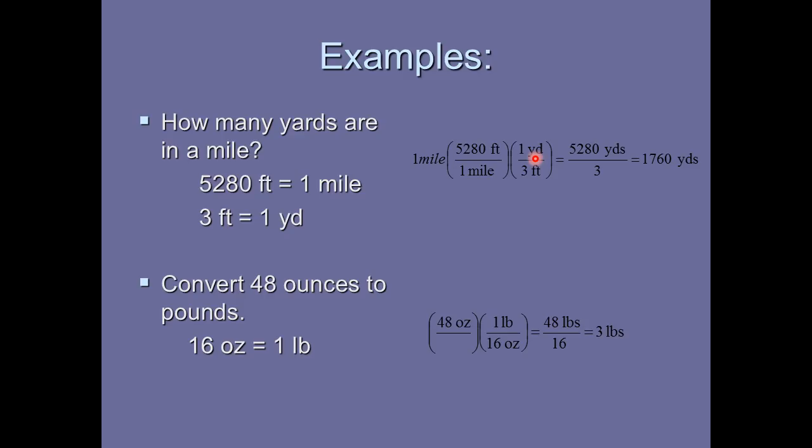okay? And then once you do the math, you just multiply 1 times 5,280 times 1, which is 5,280, and then at the denominator, you just have 1 times 3, which is 3, and then you'll be left with 1,760, and as you have seen, we also cancel out the units, right? So you'll be left with only yards. So that's your answer. In a similar manner, we are trying to convert 48 ounces to pounds. Again, we wrote 48 ounces.